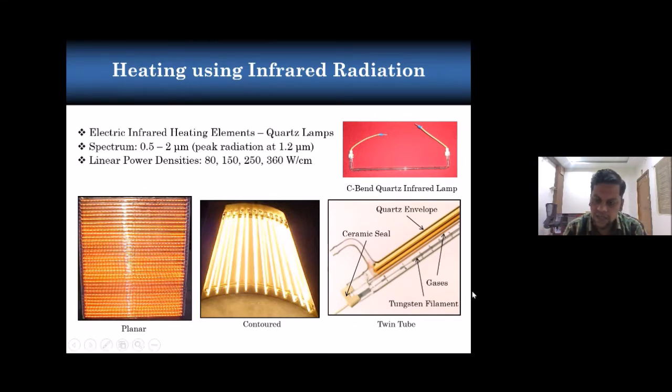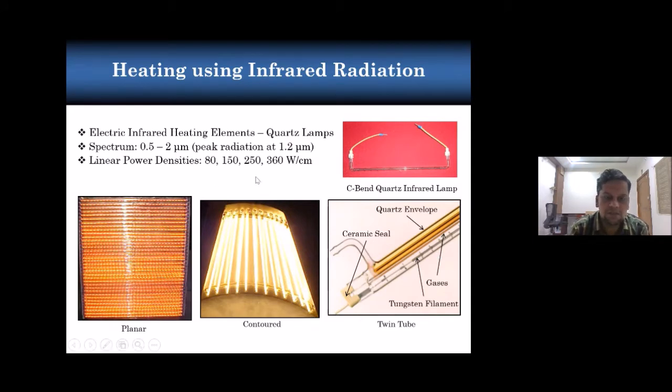This lamp has an inbuilt gold reflector. There are two tubes. One tube contains the filament, and the other tube is coated with gold. This tube will be cooled with water also, otherwise it will get heated up and may melt. So for that we have to pump water. Now we have almost a 10 kilowatt lamp of these twin tube heaters.